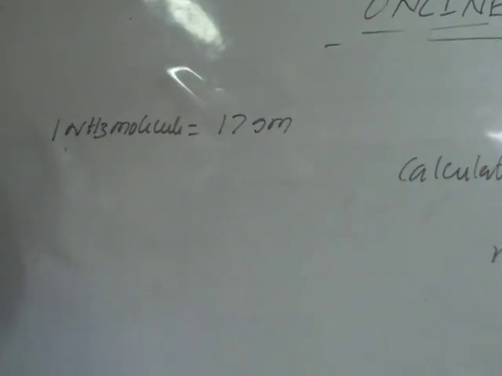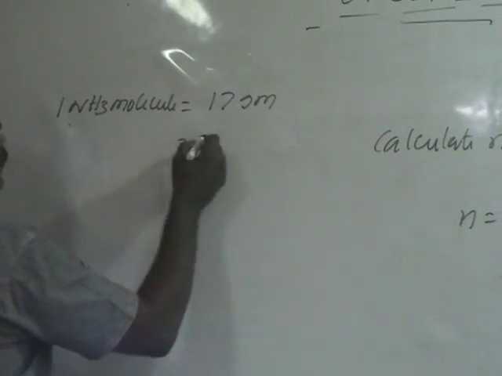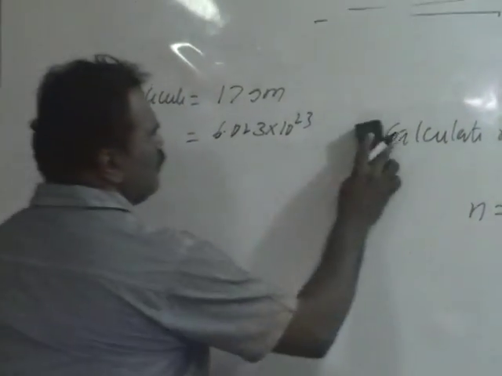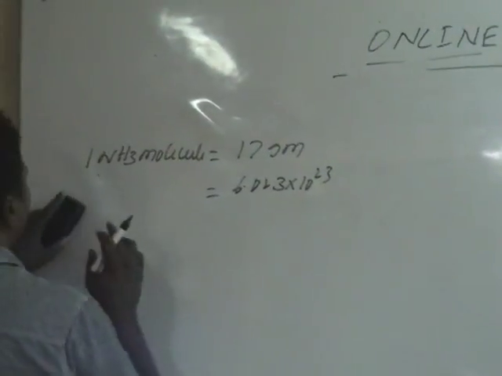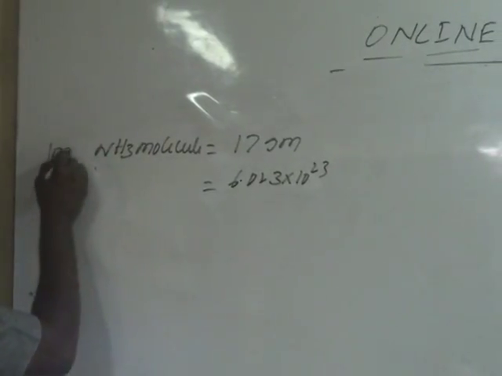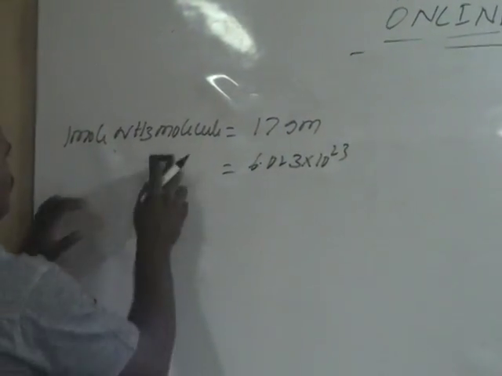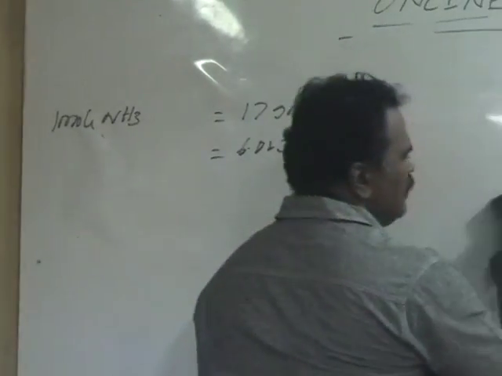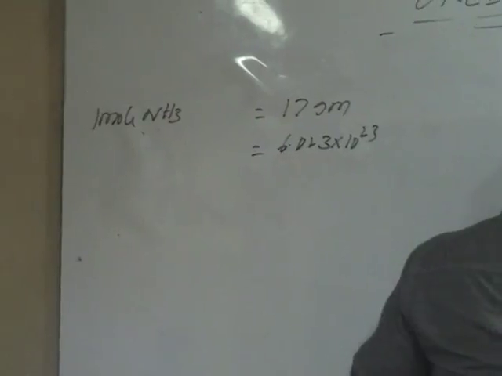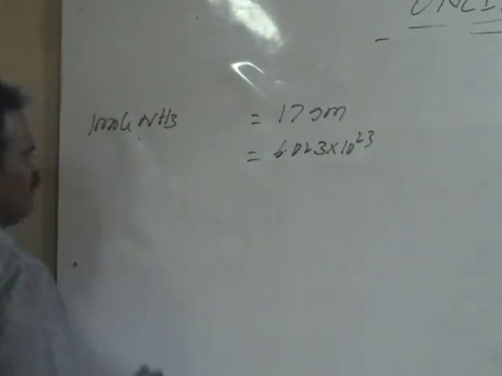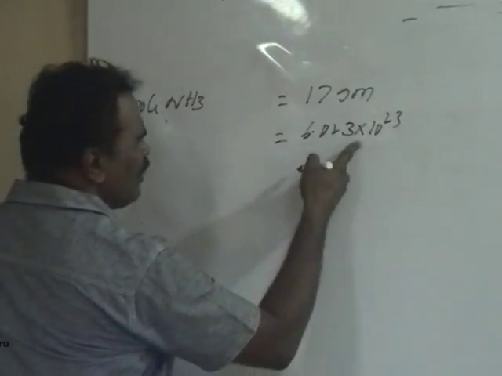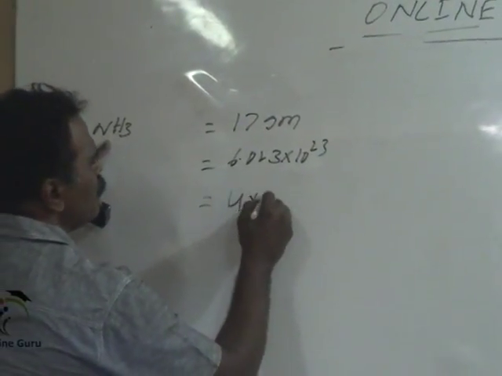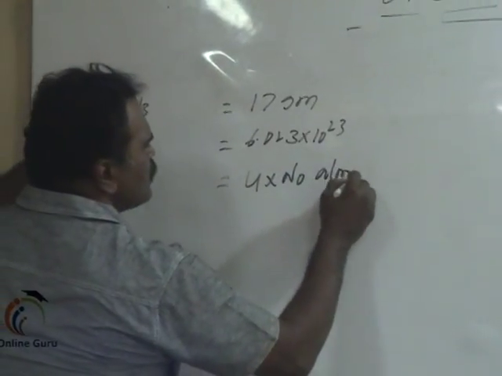This is the gram molecular weight. It contains Avogadro number of molecules, 10 power 23 molecules. 1 mole ammonia equals 17 grams, that is equal to gram molecular weight. 1 mole ammonia equals Avogadro number of molecules. 1 mole ammonia equals 4 into N0 atoms.